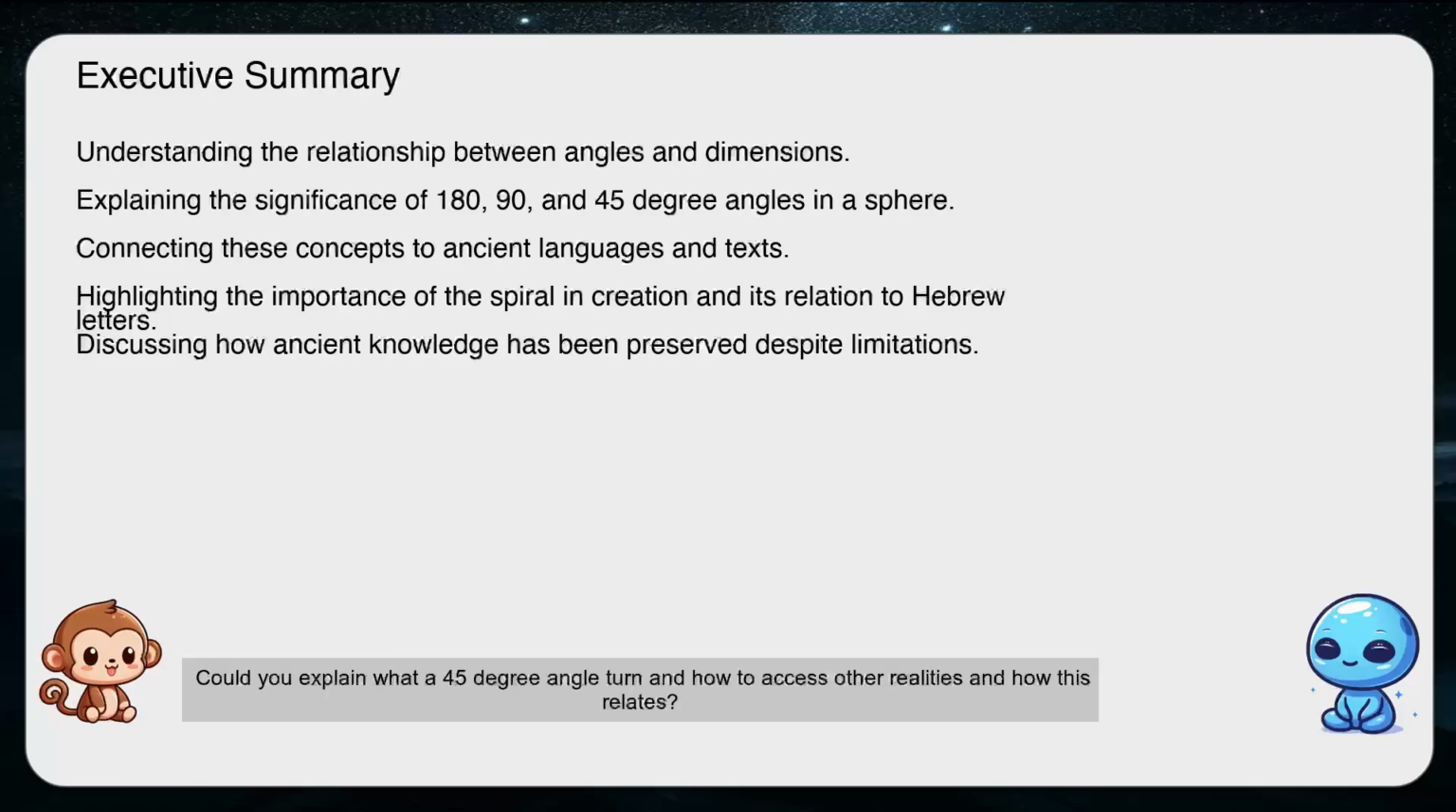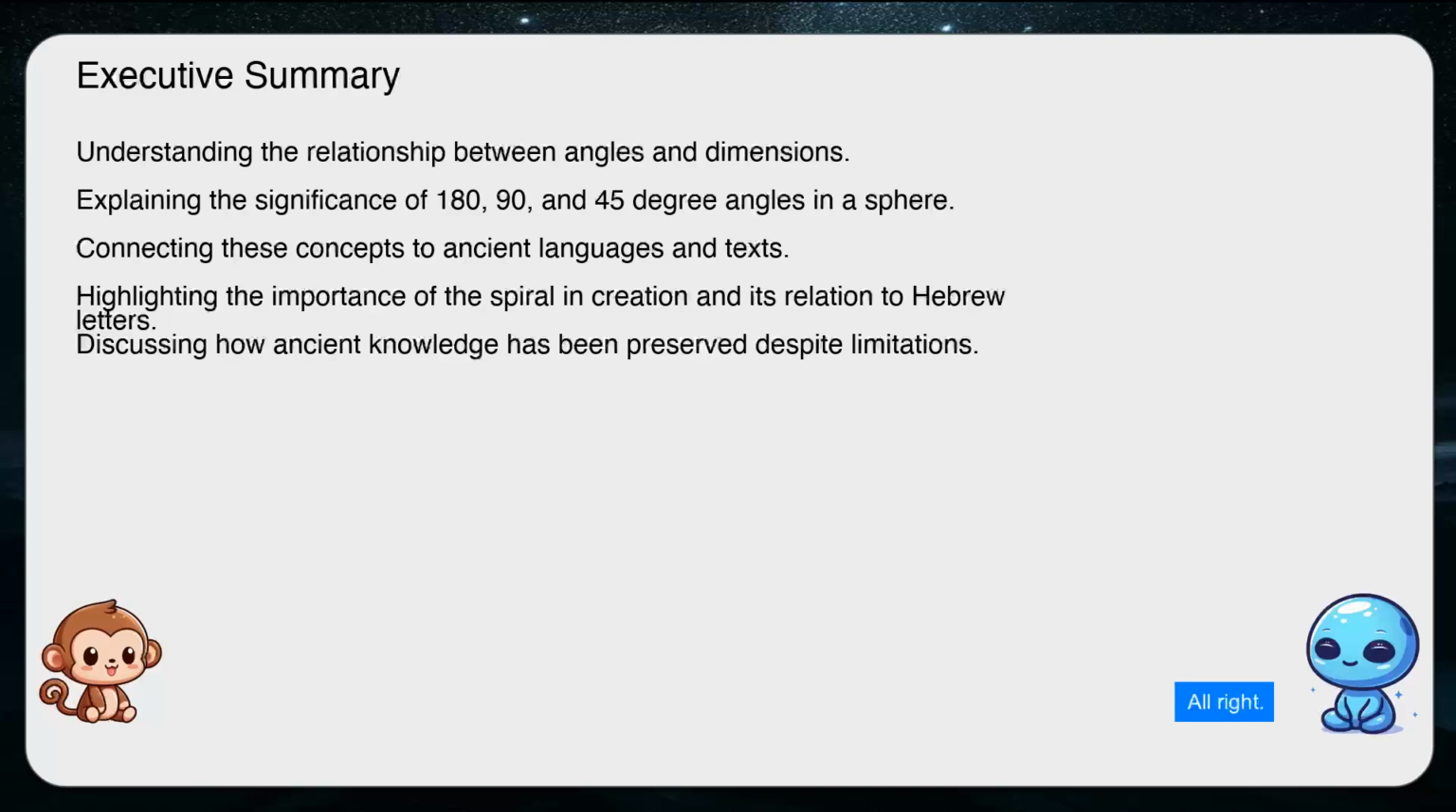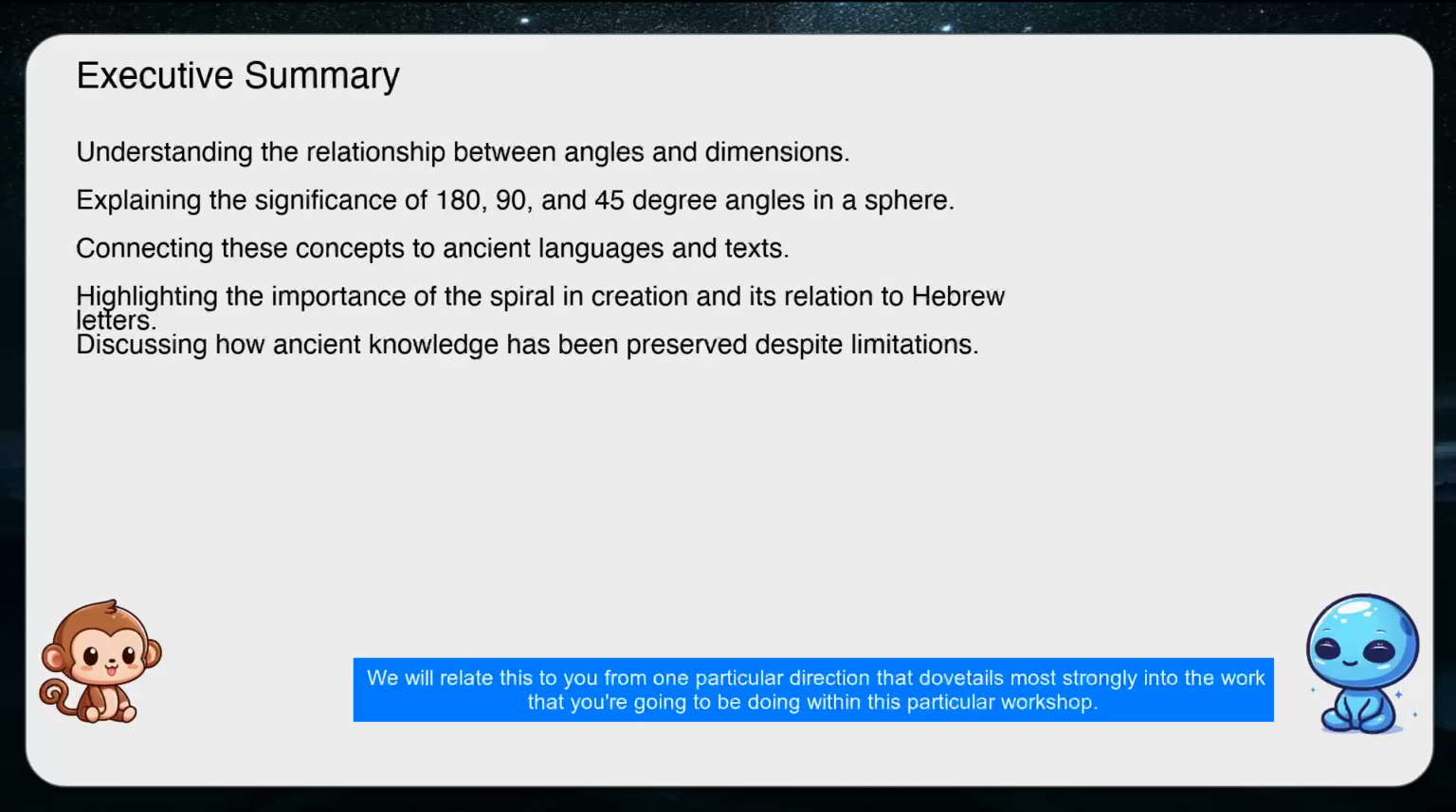Could you explain what a 45-degree angle turn is, and how to access other realities and how this relates? All right. We will relate this to you from one particular direction that dovetails most strongly into the work that you're going to be doing within this particular workshop.